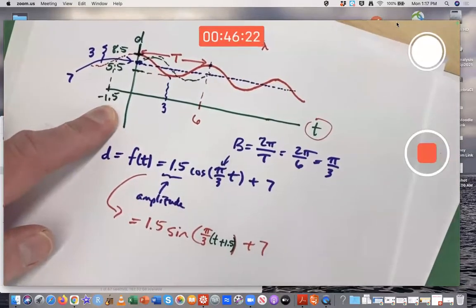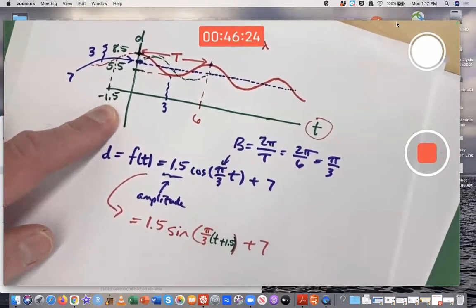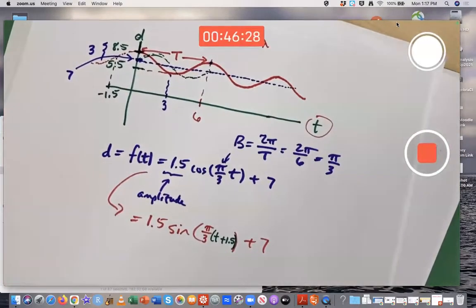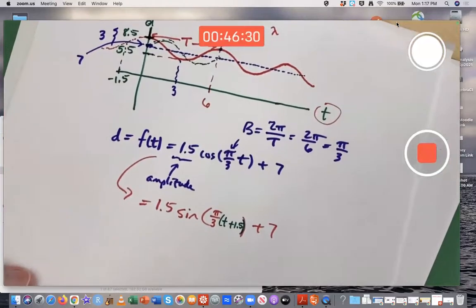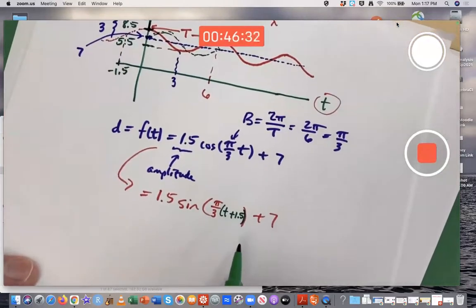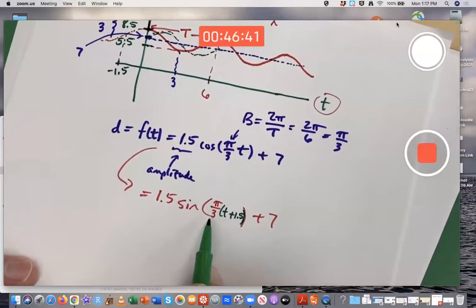Gets confusing, it's tricky, right? Do I subtract 1.5 or do I add it? You can always check it by plugging numbers in. If, for example, you plug in t equals 0 here, 0 plus 1.5 is 1.5. 1.5 times pi over 3, what would that be? Do the 1.5 and the 3 cancel?